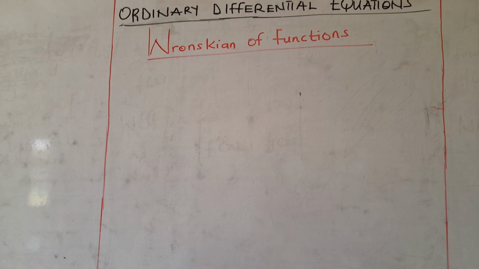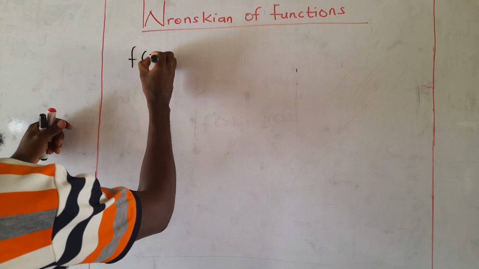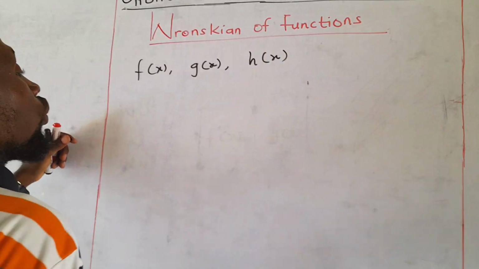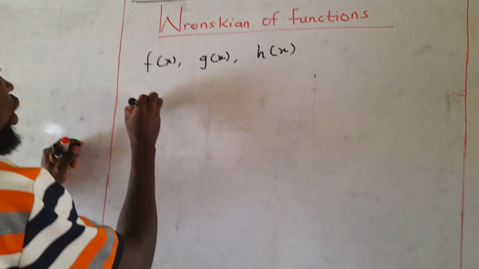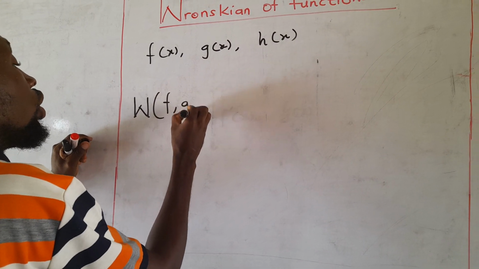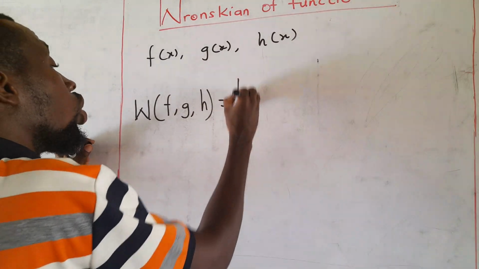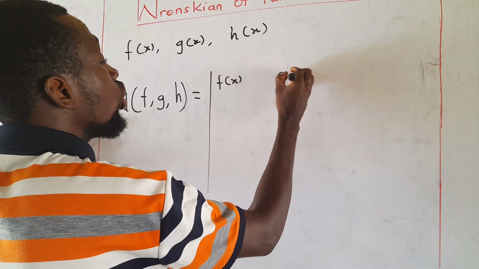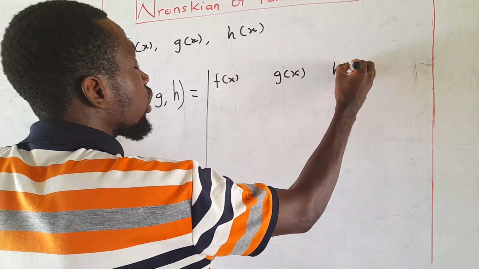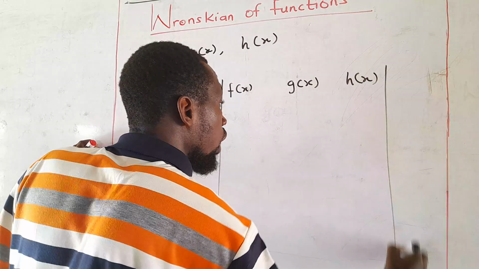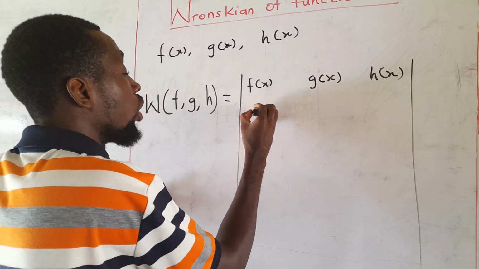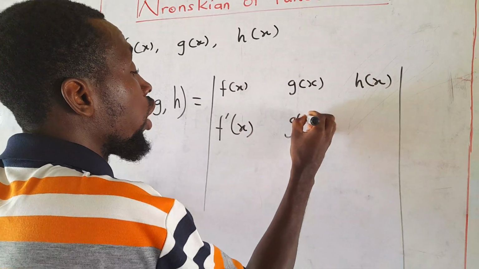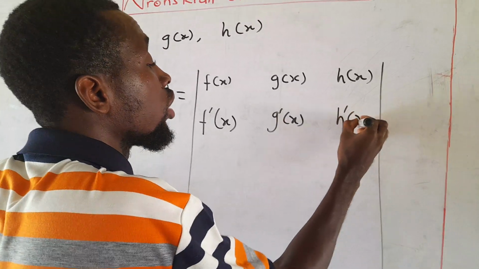What if you have three functions? Let's say f of x, g of x, and h of x. How do we find the WRONSKIAN? The WRONSKIAN of the three functions f, g, and h will just be equal to the determinant of first column. You write a function f of x, g of x, and h of x. Then the second column will be the differential of each of the functions. The first differential of the function. So f prime of x, g prime of x, then h prime of x.